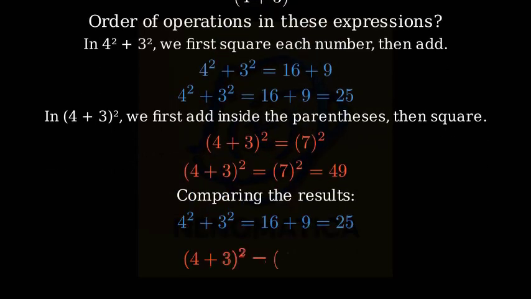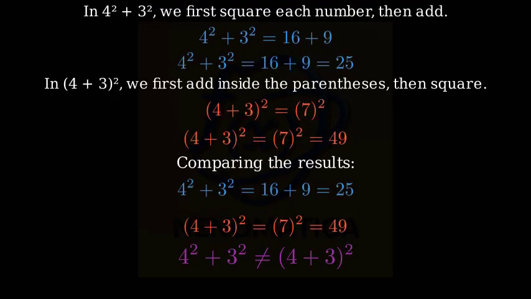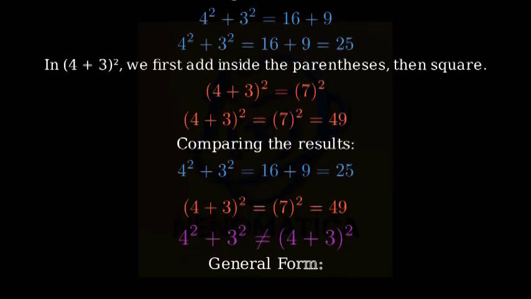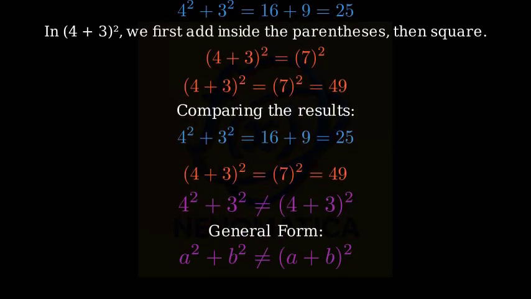4 squared plus 3 squared equals 25, while the square of 4 plus 3 equals 49. Therefore, we can conclude that the sum of squares is not equal to the square of the sum. We can generalize this result. For any values a and b, the sum of squares a squared plus b squared is not equal to the square of the sum (a plus b) squared.